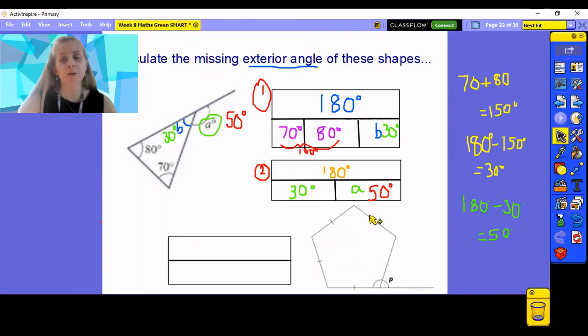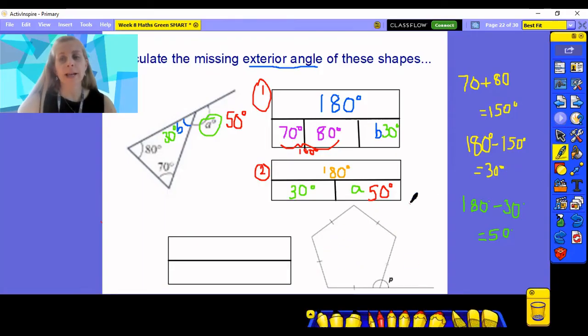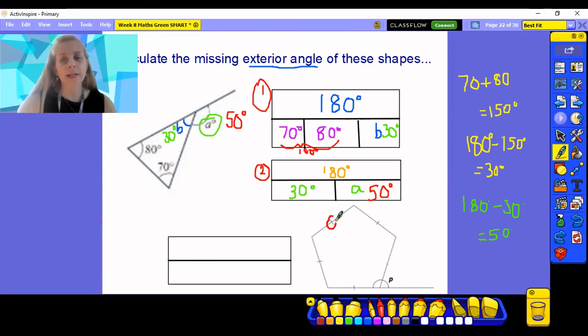Regular shapes, you should already be able to see that this is a regular pentagon. We know it's regular because it indicates to us that all the sides are equal. I think there's a missing mark there, but we've got a regular pentagon. All lengths are equal on the sides, and therefore, because it's a regular pentagon, all the angles are going to be equal as well.